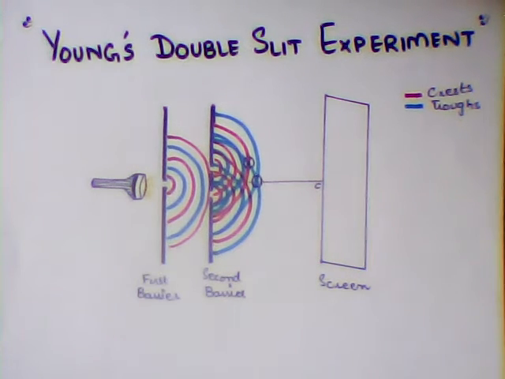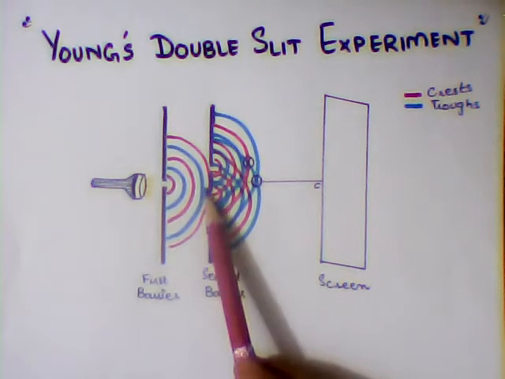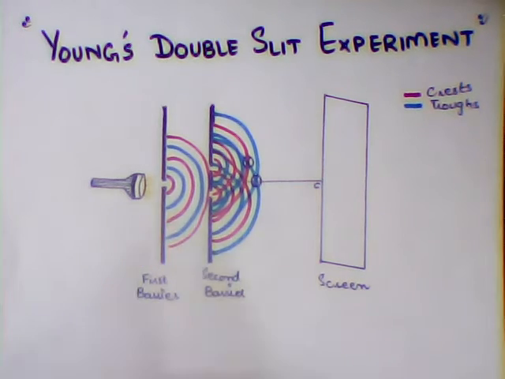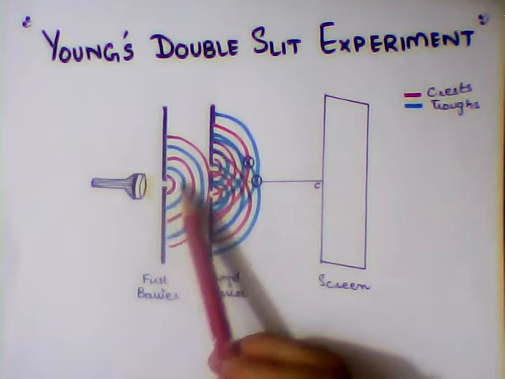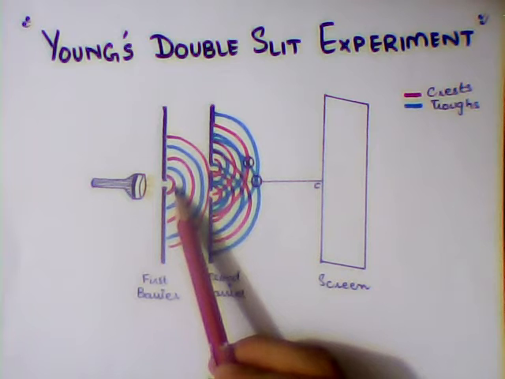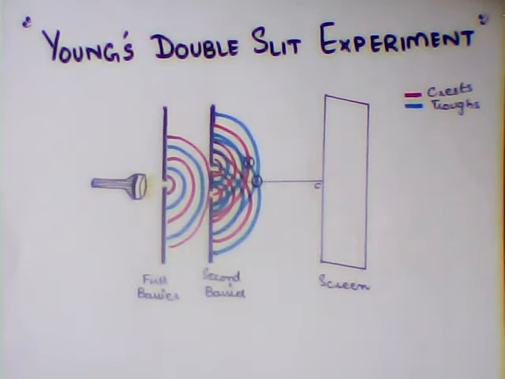light. For this experiment, we assume that light is wave in nature and we use monochromatic light. A monochromatic light is a light which has a single wavelength. These are the waves of the incoming light. The red line shows the crest and the blue line shows the troughs of the waves.